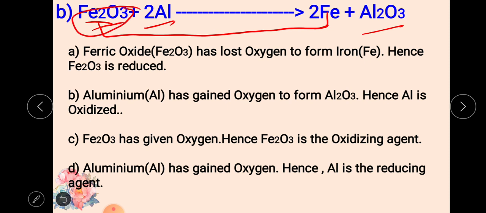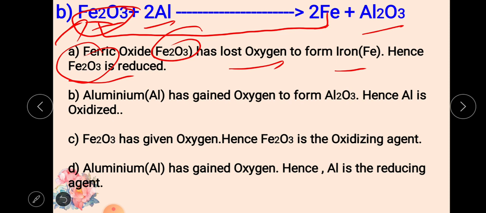Fe2O3 is reduced because it has lost oxygen. So ferric oxide, that is Fe2O3, has lost oxygen to form iron. Hence Fe2O3 is reduced. If it is reduced, then which is the oxidizing agent? Only Fe2O3 is the oxidizing agent, because it has oxygen and it is helping aluminium get oxidized. So whichever helps another metal gain oxygen, we call that the reducing agent.